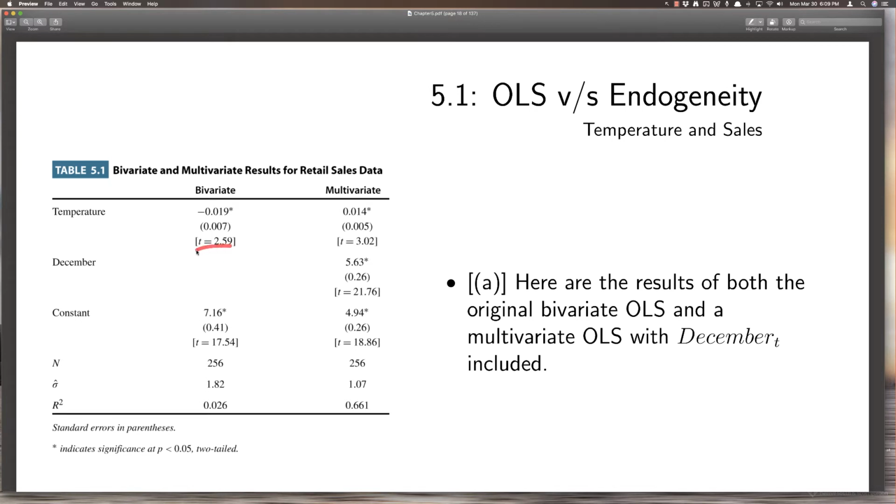And so this is a pretty common way of displaying multiple OLS regressions that have some of the same variables, but not always. This model has all of these variables, both temperature and December. And this bivariate doesn't have December. That's why you don't see anything there for December. So without the control for Decemberness, a 1 unit increase in temperature, the average temperature in Fahrenheit for a month, decreases sales by $0.019 billion.